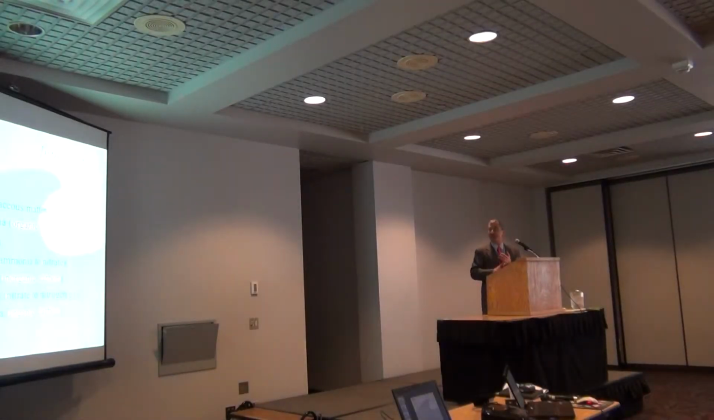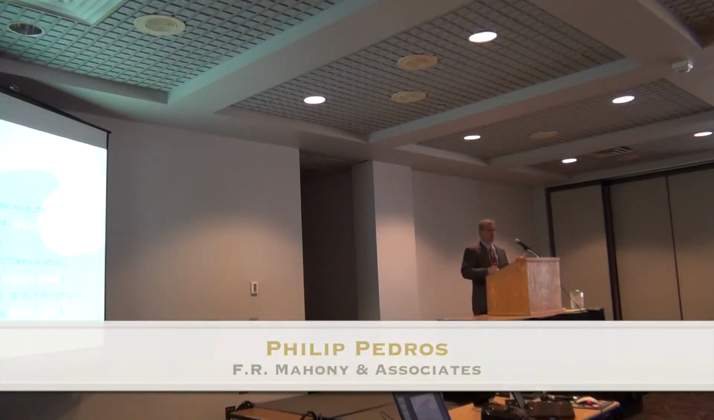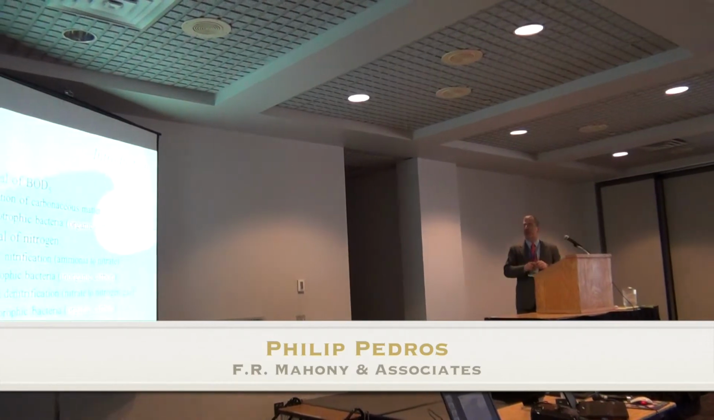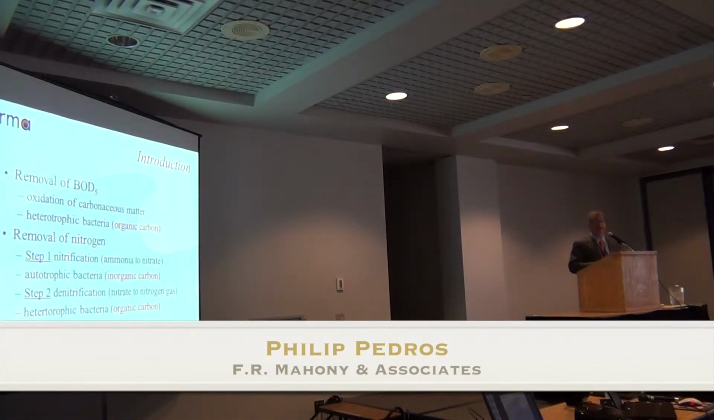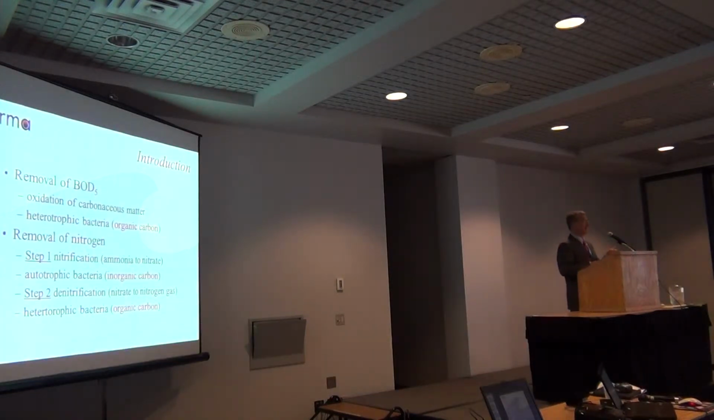In those terms, it'll be easy to remember. The removal of nitrogen is actually a two-step process. It's simplified. The first step is nitrification, and it's by a different group of bacteria, the autotrophic bacteria, which get their carbon source from inorganic carbon, CO2. When it dissolves in the water, it becomes bicarbonate, and that's where they get their carbon source.